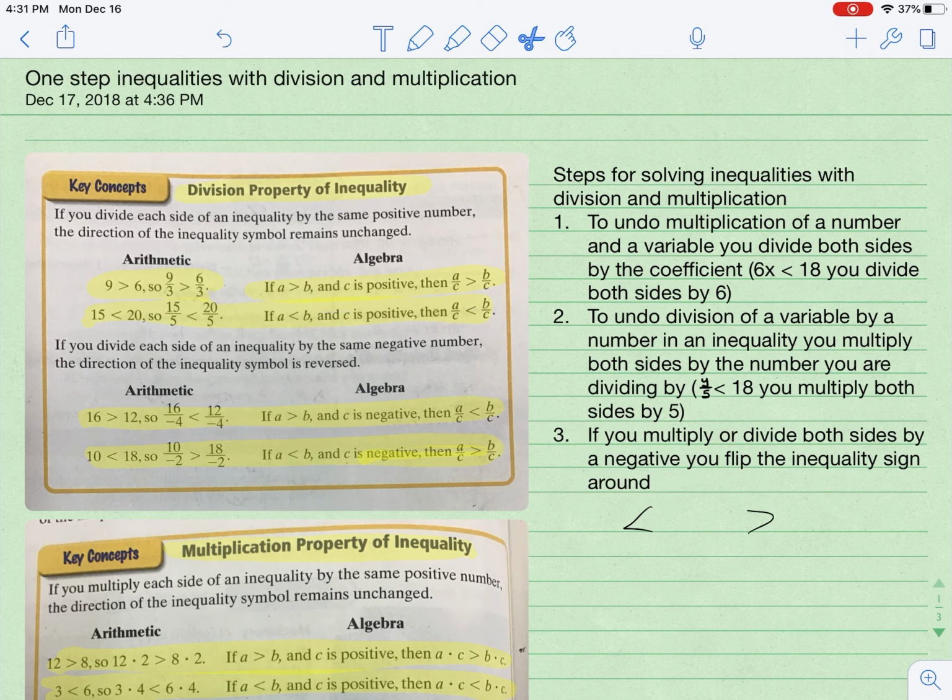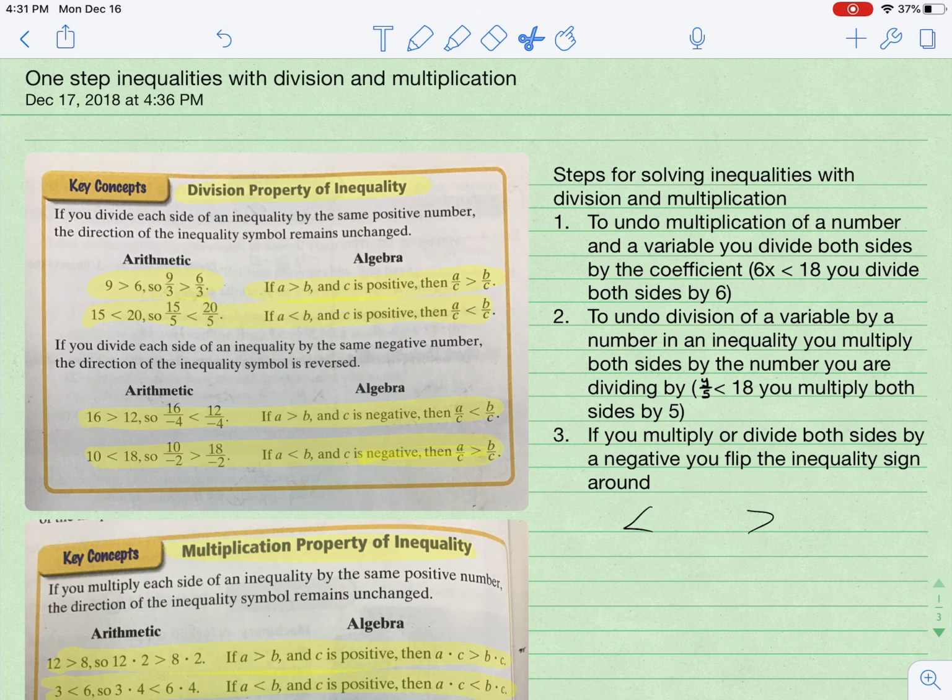All right, when solving inequalities, looking at one step when there's multiplication or division, we're going to follow the same steps as if they were equations. There are just a few changes when you are multiplying or dividing by a negative. The division property of inequality states that if you divide each side of an inequality by the same positive number, the direction of the inequality symbol remains unchanged.